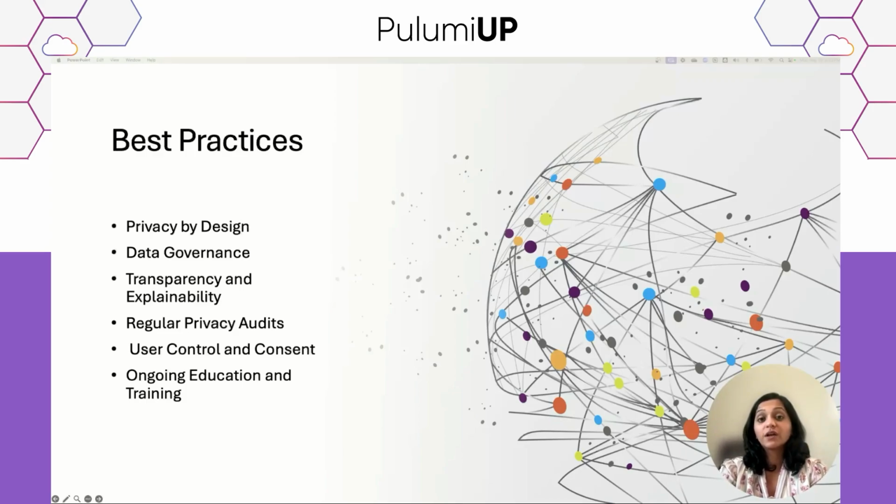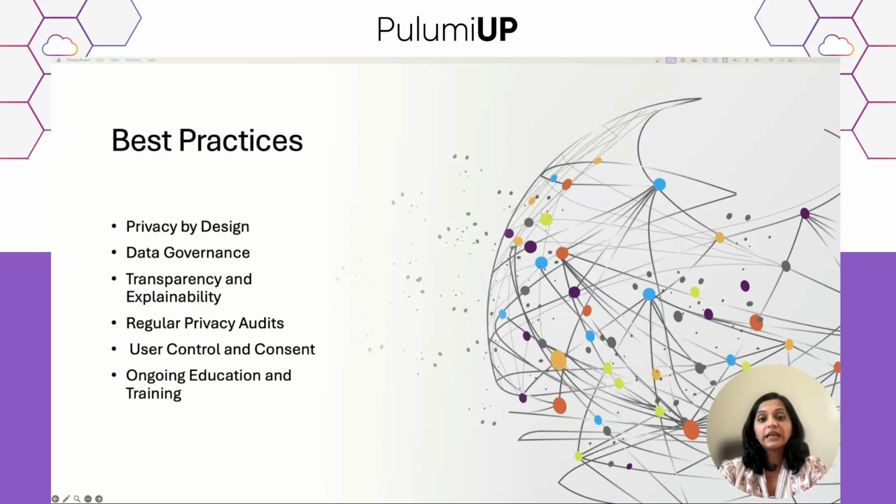First up is privacy by design. This isn't just a buzzword, it's about baking privacy considerations into every single stage of the LLM lifecycle, from the initial data collection to model training and deployment. Privacy should be a key consideration, not an afterthought. Next, we have data governance.